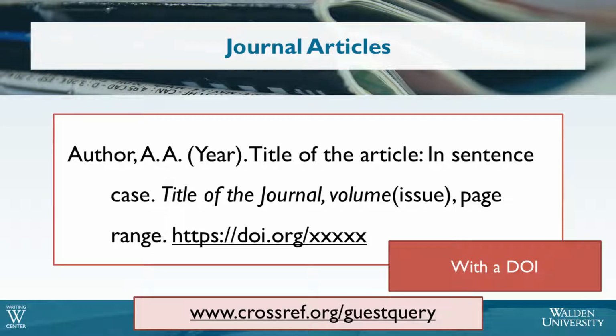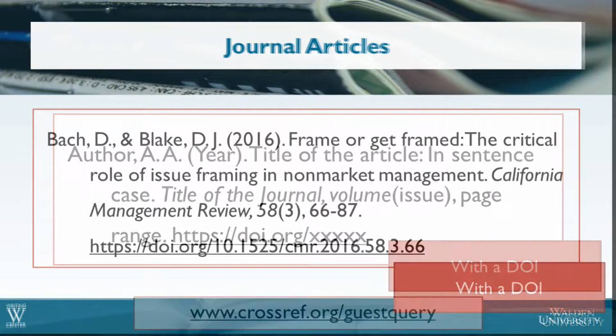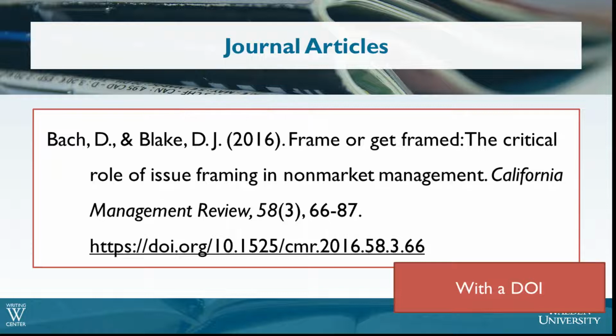Now that we know the components of a journal article reference entry that has a DOI, let's look at an example. Here you can see that I've included both authors for this article, including their initials and separating the authors' names with the ampersand symbol.